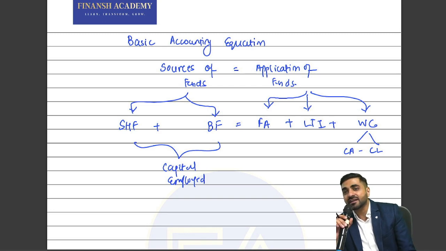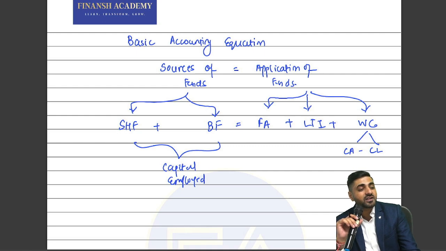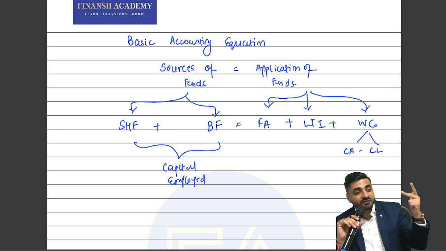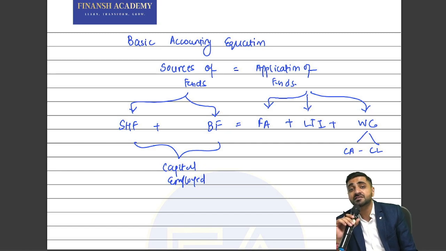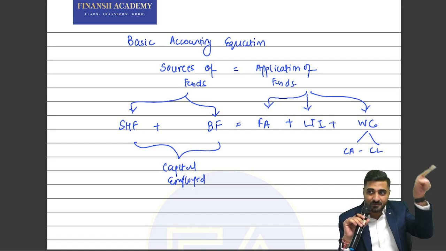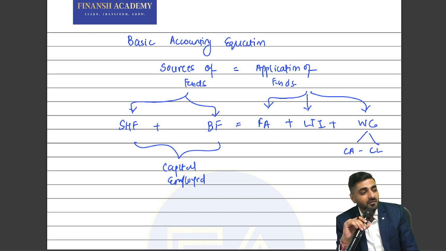You can check where equity share capital, shareholders' funds, borrowed funds, fixed assets, long-term investment and working capital will come. Equity share capital and preference share capital are shareholders' funds. Miscellaneous expenditure not written off, we always subtract it. Then borrowed funds, which deal with long-term loans and debentures.